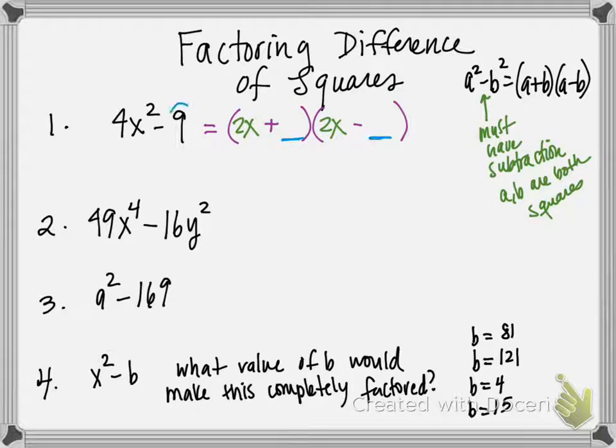And then what goes in the back spots here? Well, you look at the back term and you take the square root of that. So in other words, what can you multiply by itself to get 9? And that would be 3 and 3. So my 2 factors would be 2x plus 3 and 2x minus 3.